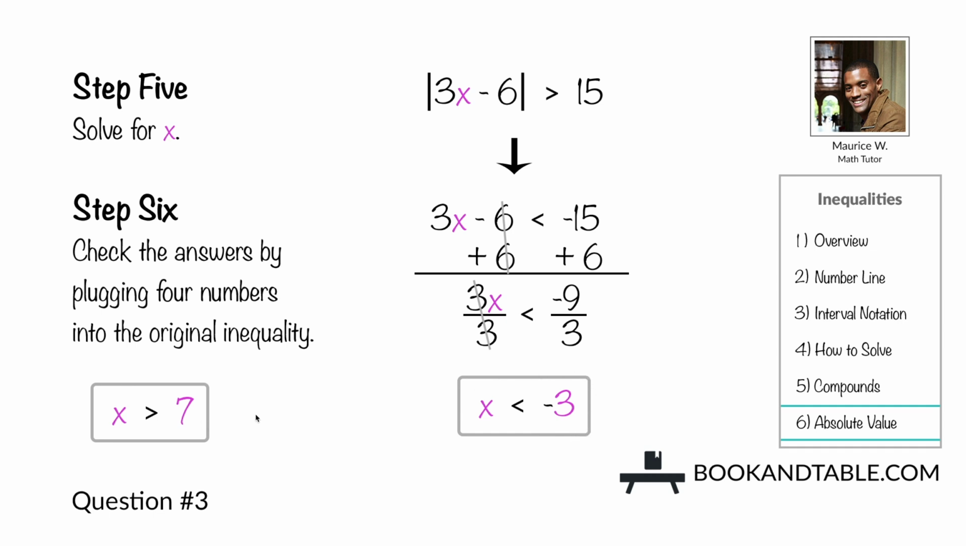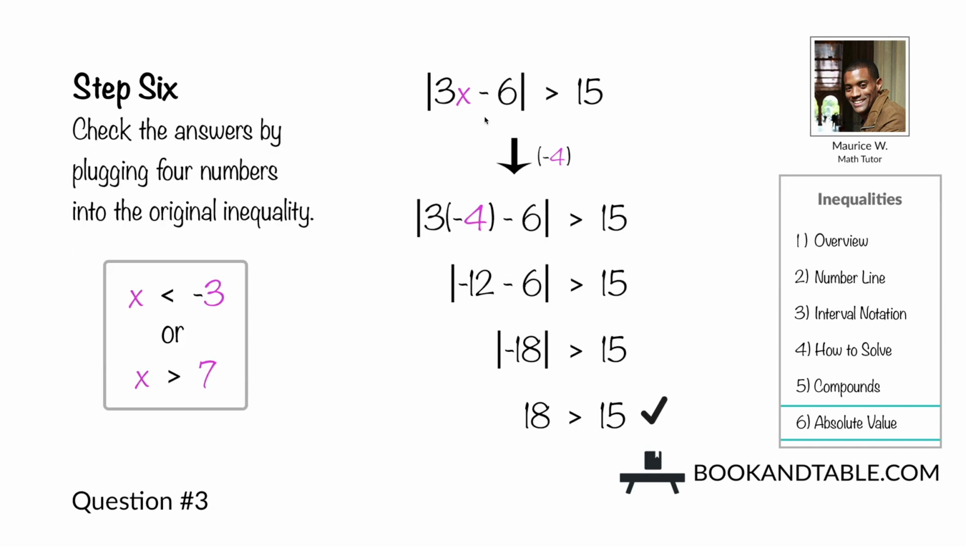In step 6, we can check the answers by plugging 4 numbers into the original inequality. The absolute value of 3x minus 6 is greater than 15. So to test this interval, x is less than negative 3, we'll plug in negative 4 to make sure that works. And then we'll plug in negative 3 to make sure that does not work. 3 times negative 4 is negative 12. Negative 12 minus 6 is negative 18. And the absolute value of negative 18 is 18, giving us the true statement 18 is greater than 15.